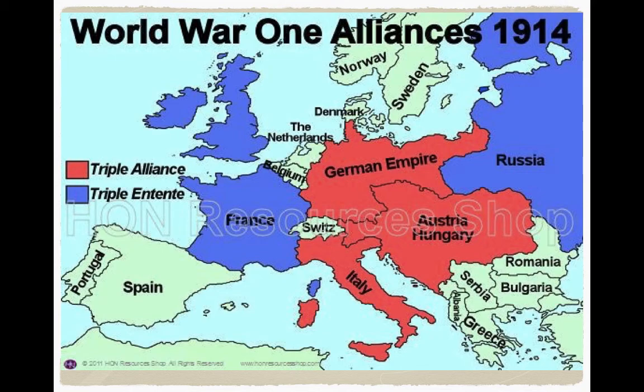Also notice Austria-Hungary there on the map. And just to the south of Austria-Hungary, you have Serbia, which is going to be ground zero, so to speak, for the beginning of the war.